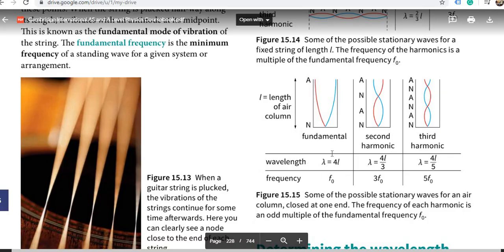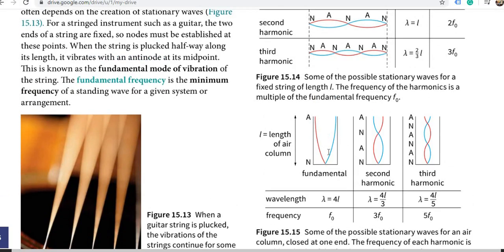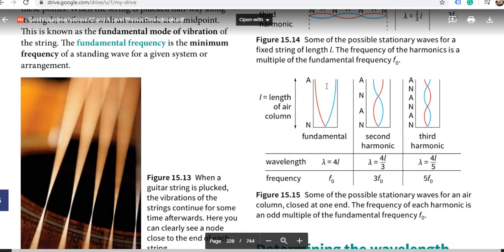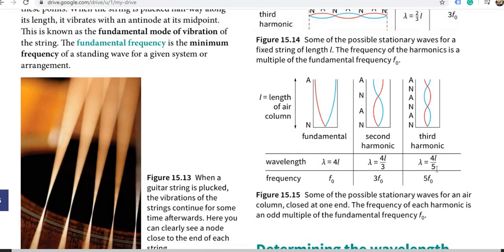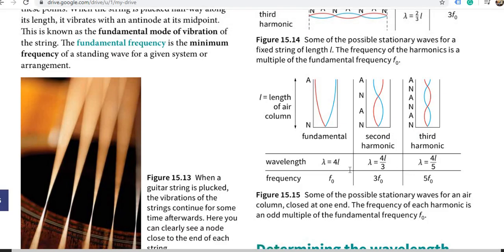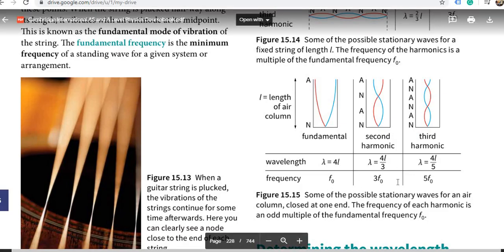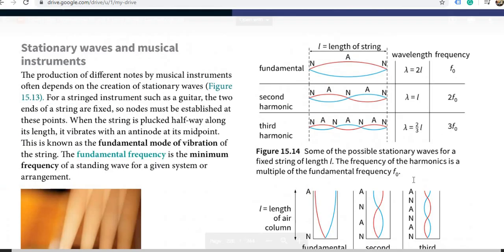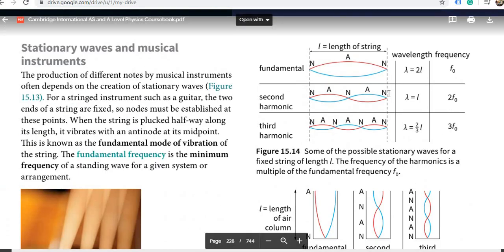All right. So here you can see the frequency is f naught. Here it will be 3 f naught. Here it will be 5 f naught. Now you can use the equation v equals f lambda and figure out the frequencies. Okay, even here you can figure it out using v equals f lambda. And so this is what you need to remember.